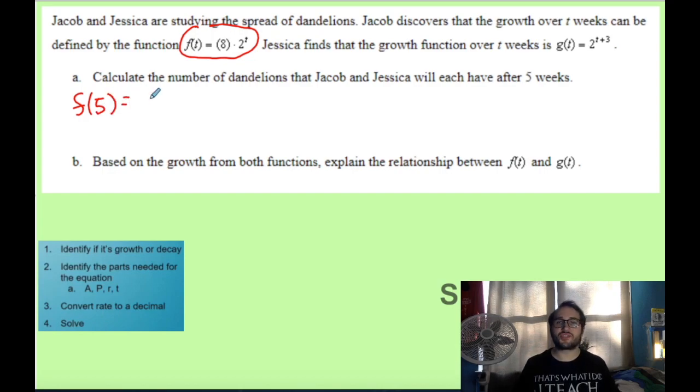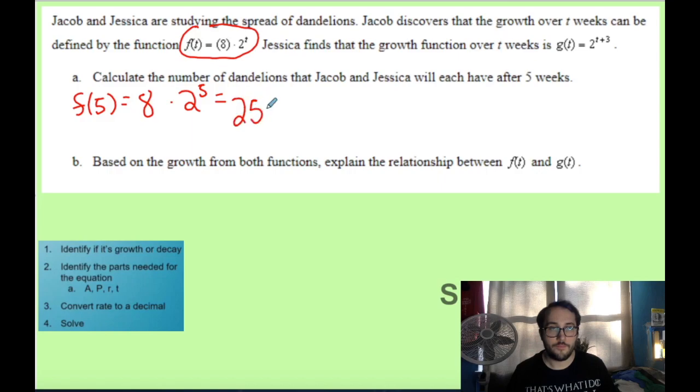And remember, we're just substituting in 5 where we see t. So we have 8 times 2 to the 5th power. Now I'm going to use that on my calculator. 8 times 2 to the 5th power is 256. And we know that that's dandelions.